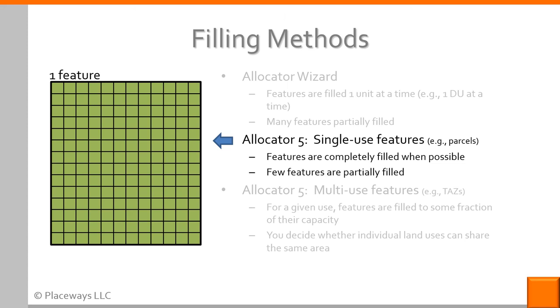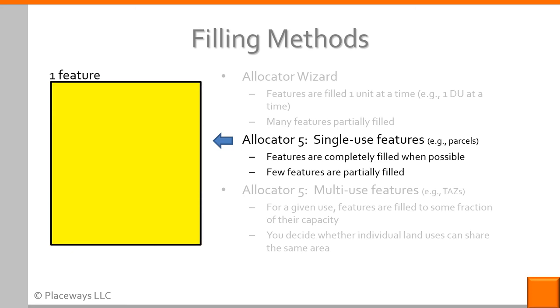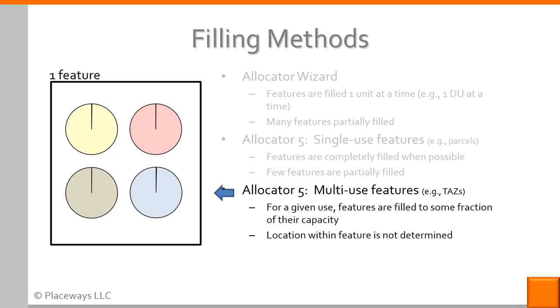In Allocator 5, with features like standard parcels that can support only a single land use, features are filled completely whenever possible, so that one feature would receive its full 168 dwelling units in most cases, unless demand runs out partway through. Across the study area, almost all features are either filled or not filled, with nothing in between. In Allocator 5, with features like TAZs that will have many land uses within them, allocations are based on percentages of the capacity for each land use. So for example, a feature might be allocated 2/3 of its residential capacity and 1/3 of its commercial capacity.